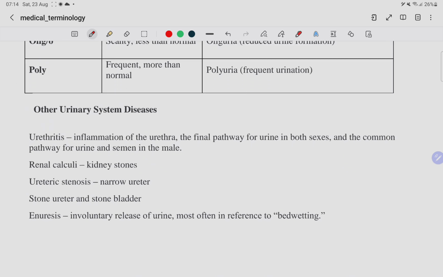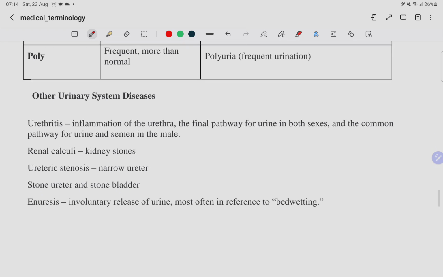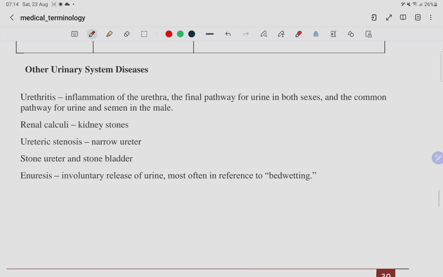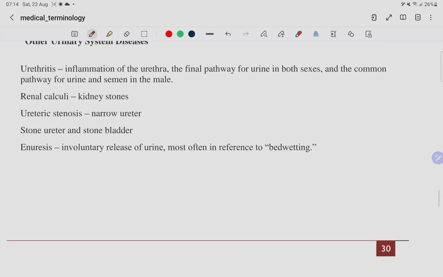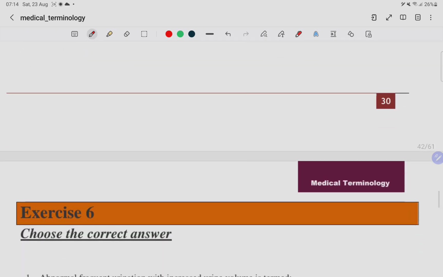Ureteric stenosis means there is narrowing in the ureter. Stone ureter and stone bladder. Enuresis means the release of urine, most often in reference to bedwetting.